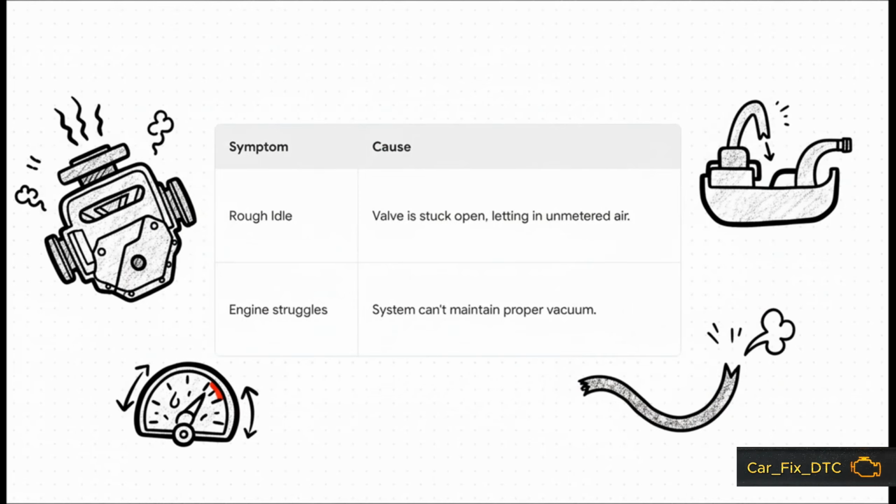So how do you know if it's gone bad? Well, the biggest giveaway is a rough idle. See, if that valve gets stuck open, it's basically creating a vacuum leak. It's letting extra air into the engine that the computer has no idea about. And that makes the engine stumble and run rough, especially when you're just sitting at a stoplight. It is a classic sign.